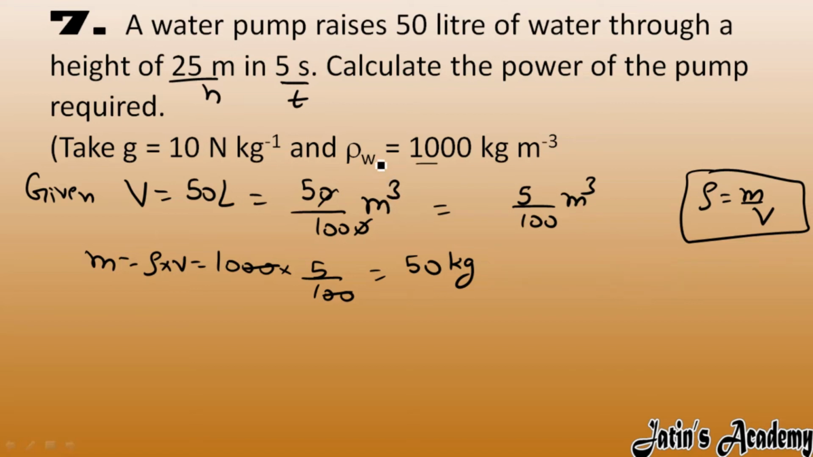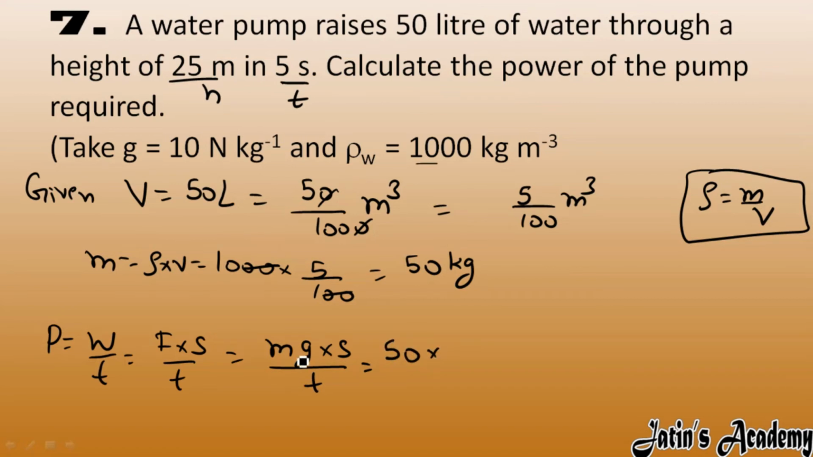Now we have to calculate the power. Power is equal to work done per unit time. Work done is force into displacement, over time. Force in this case is force due to gravity, m into g, into displacement over time. Mass value 50 kg, gravity we have 10, displacement means height 25, and time we have 5. So from here we got 2500 watt as the power. Clear? So this is the power required to raise water of 50 liter through a height of 25 meter in 5 seconds.